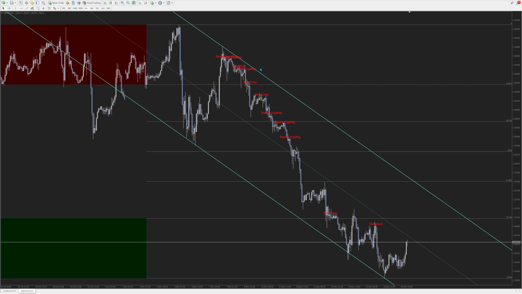You have the trend lines here automatically placed on the chart for you, which is very handy, along with these support and resistance levels based on the Fibonacci sequence.